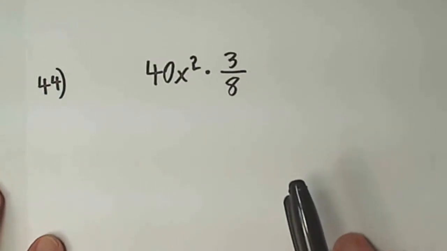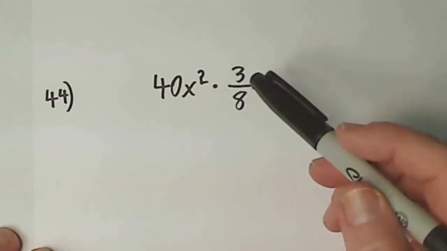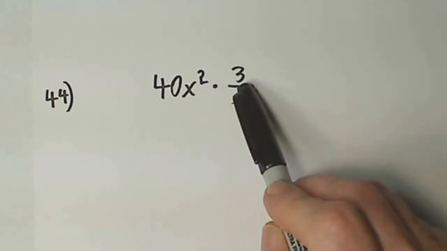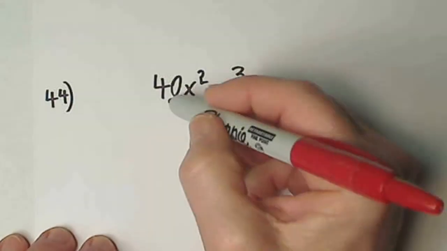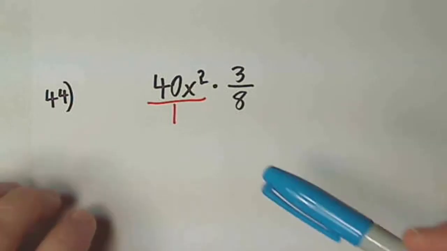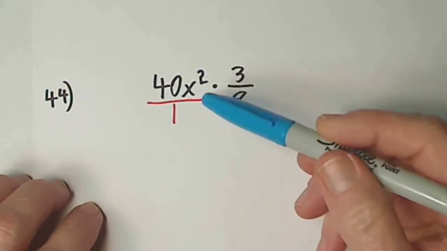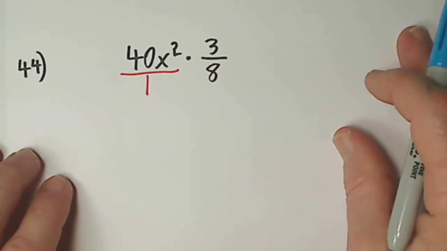Number 44. This might look confusing. Whenever you're multiplying or dividing and you have a fraction involved, you want all fractions. So I'm going to turn 40x squared into a fraction. Now it's a fraction. You can always put a number over 1. You can always put a variable over 1 because you're not changing its value. Anything divided by 1 is whatever you started with. So I didn't change its value, I'm just changing the way it looks.